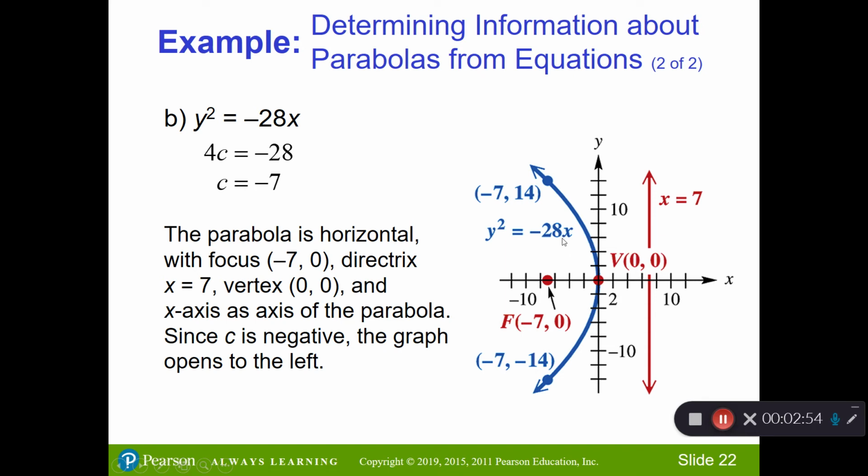Again, you can plot a few more points by just plugging in some values of x into the equation and figuring out the y that goes with it.